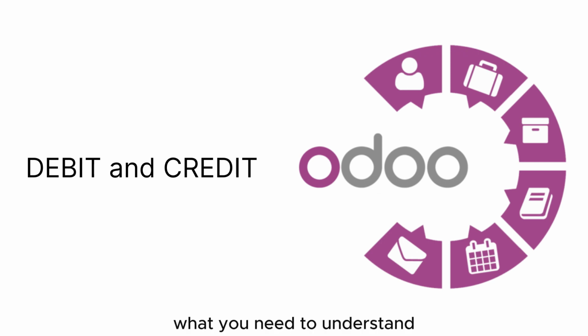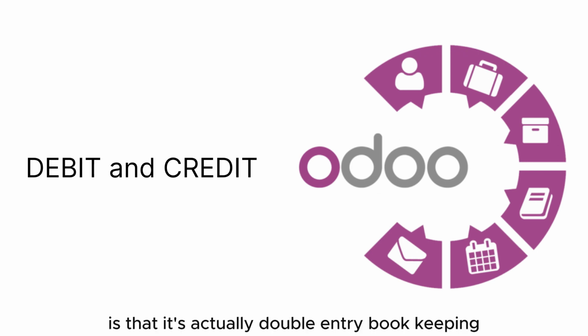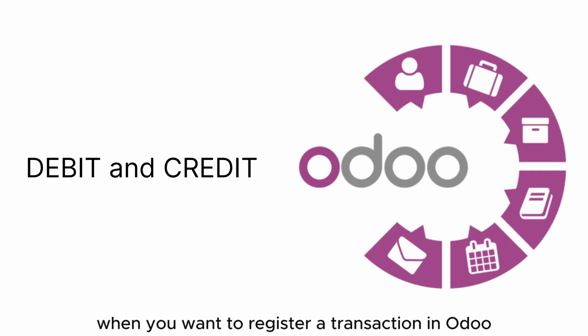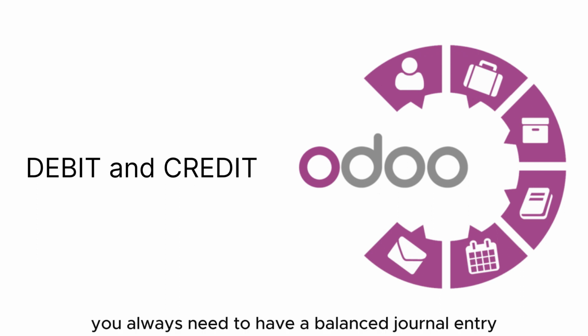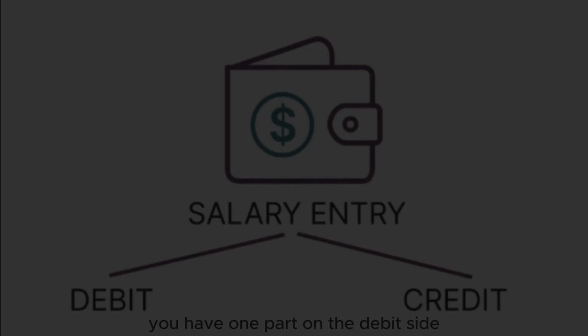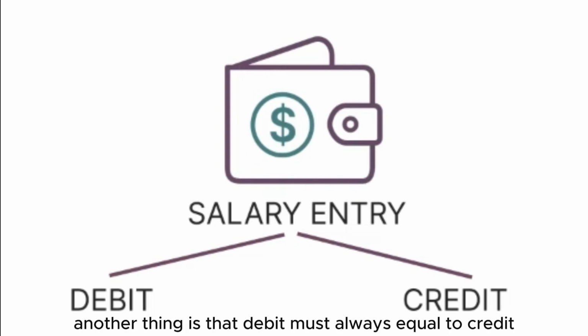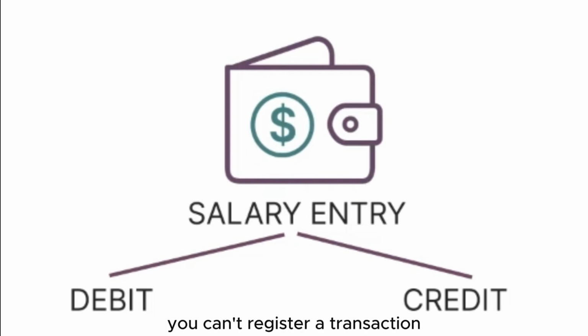What you need to understand when we talk about accounting is that it's actually double entry bookkeeping. When you want to register a transaction in Odoo, you always need to have a balanced journal entry. You have one part on the debit side and one part on the credit side. Another thing is that debit must always equal credit. You can't register a transaction without this rule being respected.